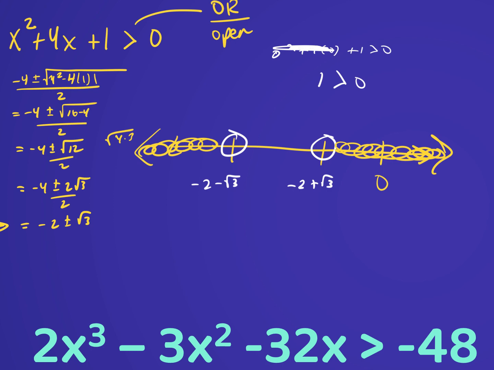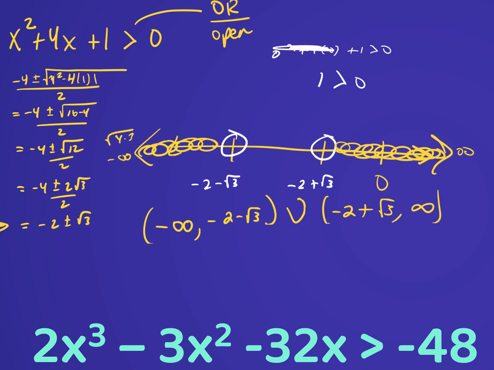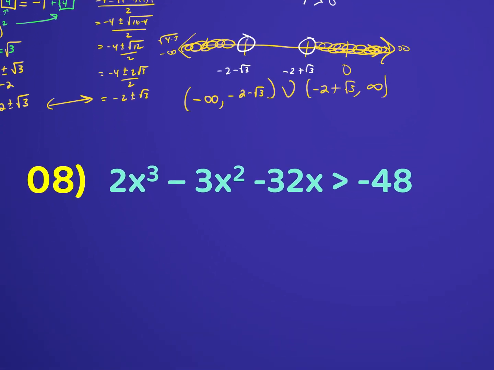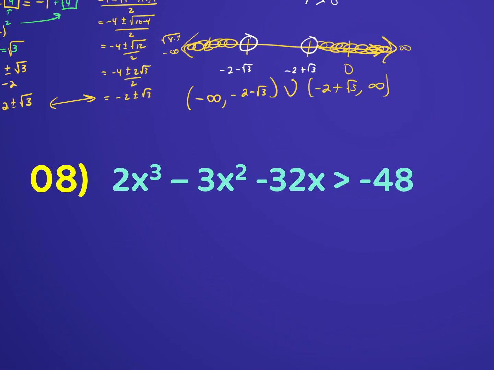So how do we write our interval notation? Parenthesis, negative infinity to negative 2 minus root 3. Perfect. Parenthesis, U, negative 2 plus root 3, comma. Perfect. Awesome. Questions? All right, we got one more.